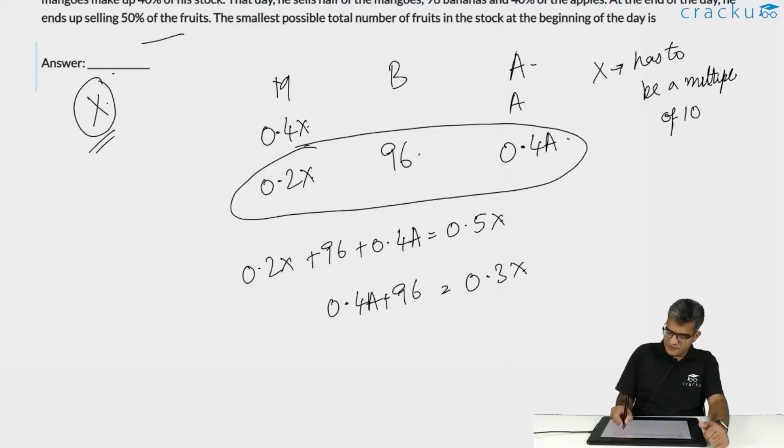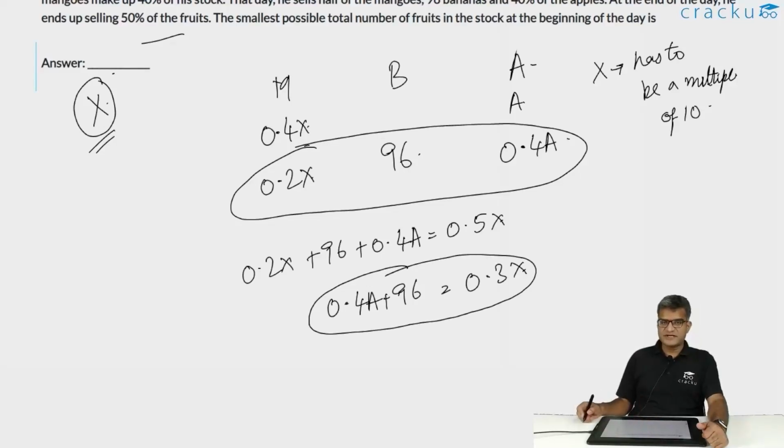Why should x be a multiple of 10? Because we have 0.4a plus 96 is equal to 0.3x. What is 0.4a? It represents the number of apples he sold, and 96 is an integer. So the number of apples he sold has to be an integer. It cannot be a fraction. This would imply that 0.4a plus 96 is an integer.